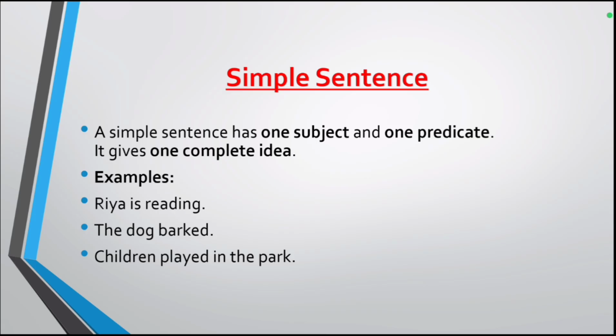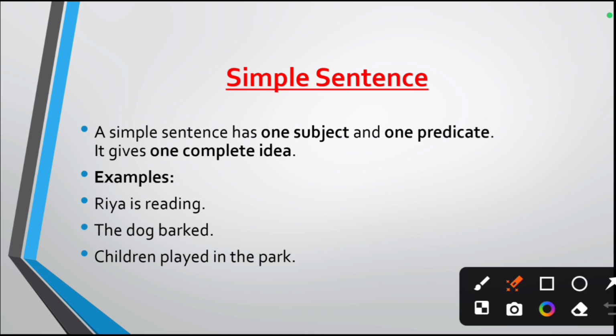So there are some other types of sentences. They are simple sentence, compound sentence, complex sentence. Let us discuss one by one. Simple sentence. What is a simple sentence? A simple sentence has one subject and one predicate, and it gives one complete idea. See, one subject, and predicate means one verb. One subject, one verb. See here, Ria is reading. The dog barked. Children played in the park.